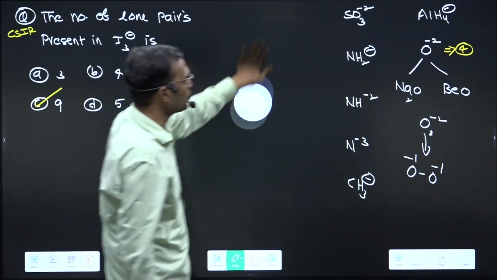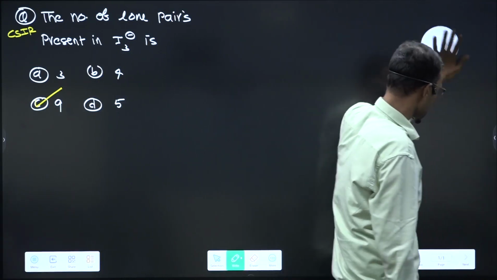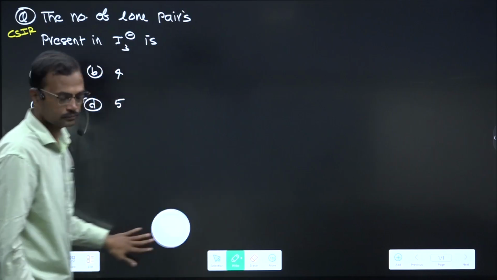So that is about calculation of lone pairs. It is not so important, but suddenly you can expect a 2 marks question from here. Okay.